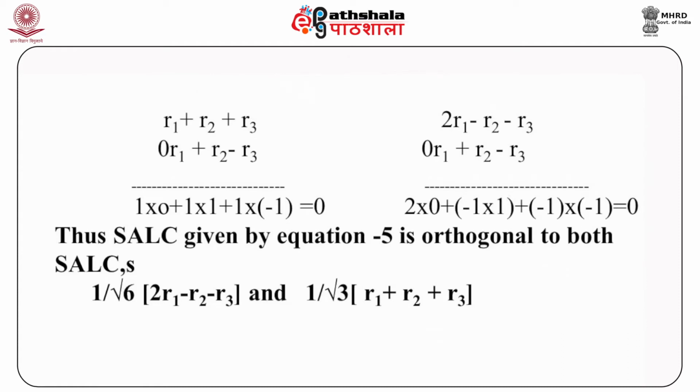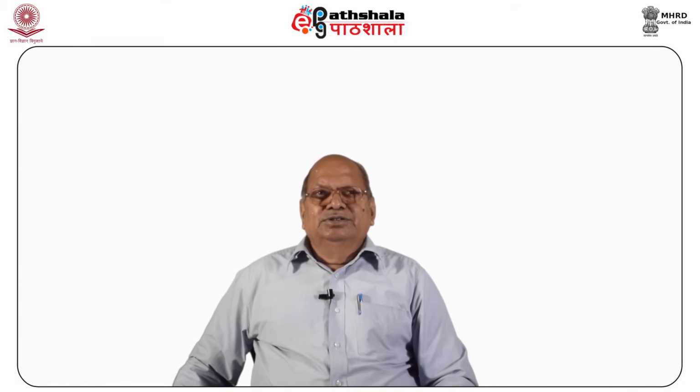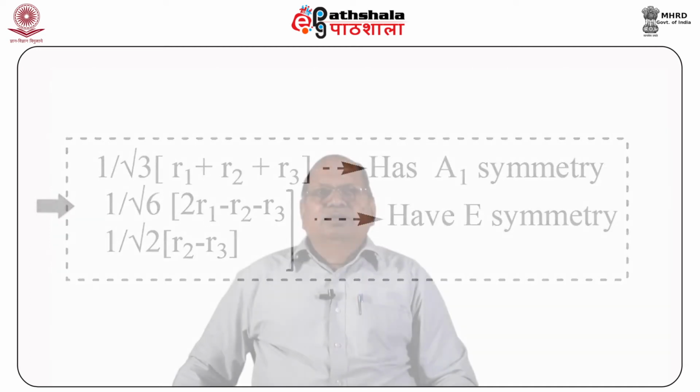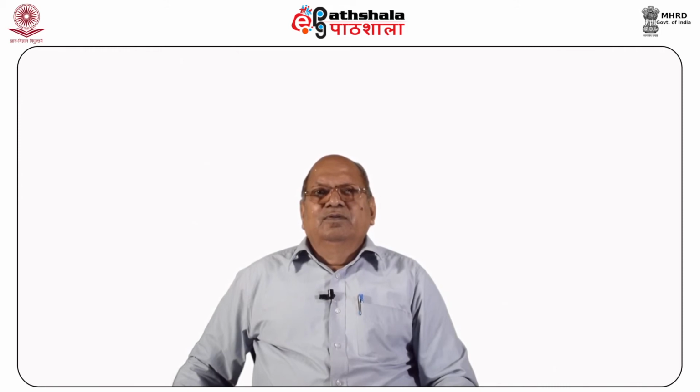the SALCs given as 1 upon under root 6 (2R1 minus R2 minus R3) and 1 upon under root 3 (R1 plus R2 plus R3). Thus, the three normalized SALCs and their symmetry are given as 1 upon under root 3 (R1 plus R2 plus R3), which has A1 symmetry, and the other two SALCs, that is 1 upon under root 6 (2R1 minus R2 minus R3) and 1 upon under root 2 (R2 minus R3), have E symmetry. That is, just by taking bond vectors we have found this.